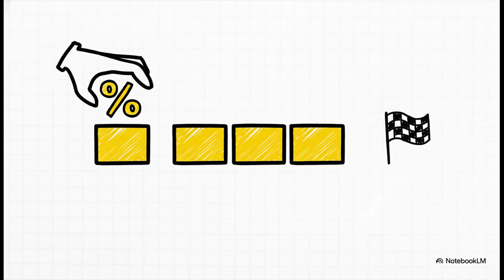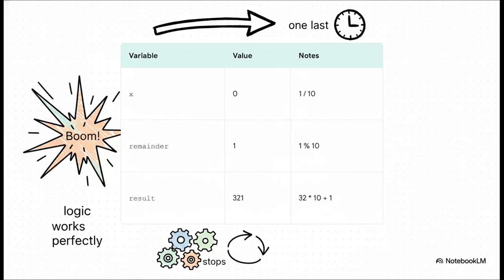Okay, home stretch. x is down to just a single digit, 1. So 1 modulo 10 is just 1. We've got our last digit, and we're ready to finish this thing. And here's the final piece of the puzzle. We take our current result of 32, multiply it by 10 to get 320, and add that last remainder of 1. The grand total is 321. Now, when we divide x by 10 one last time, it becomes 0. That's our signal to stop the loop.